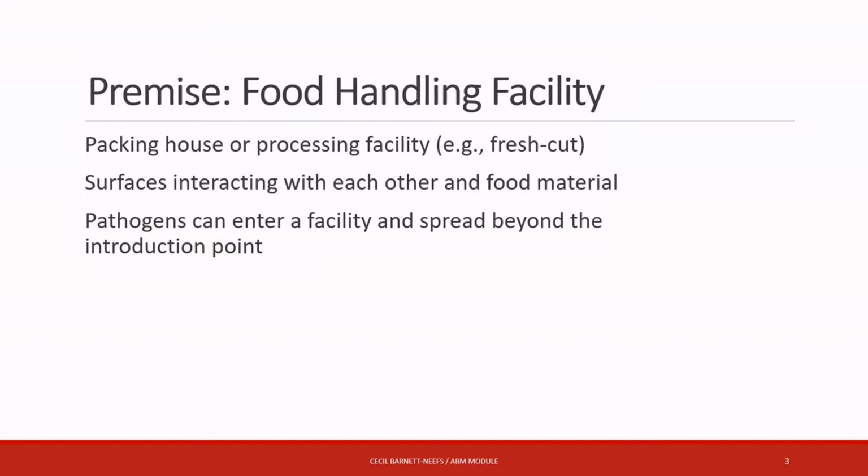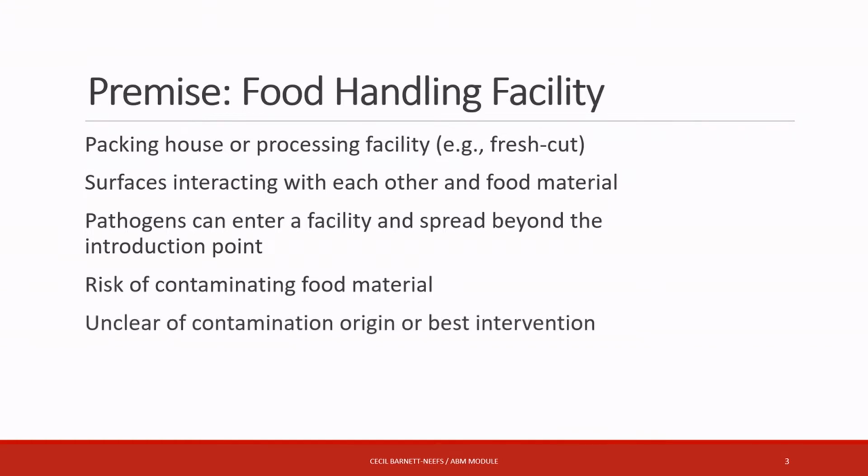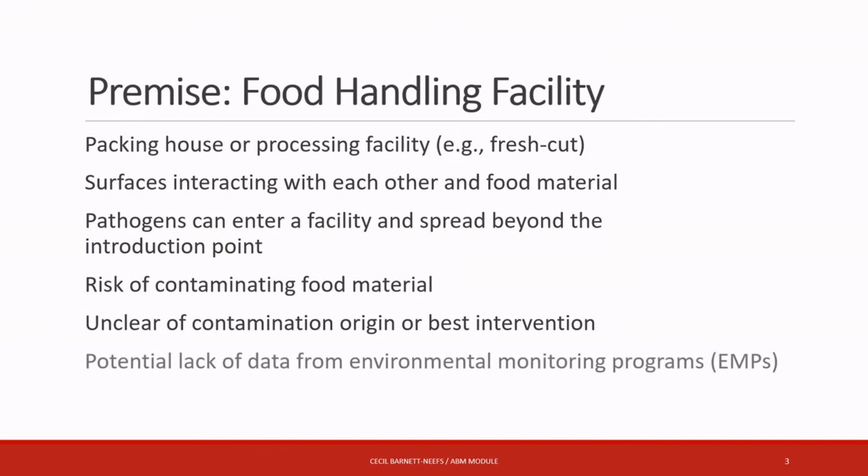Once within the facility, the pathogen population can get established and persist in the areas where favorable conditions are present. Ultimately, this is a food safety issue, as environmental sources can contaminate finished product. In these scenarios, it can be unclear where the contamination originated from, where it may be persisting, or how to best intervene against it. This uncertainty in how to proceed can be compounded by a lack of information being provided by a facility's environmental monitoring program, as they cannot keep testing every surface present.